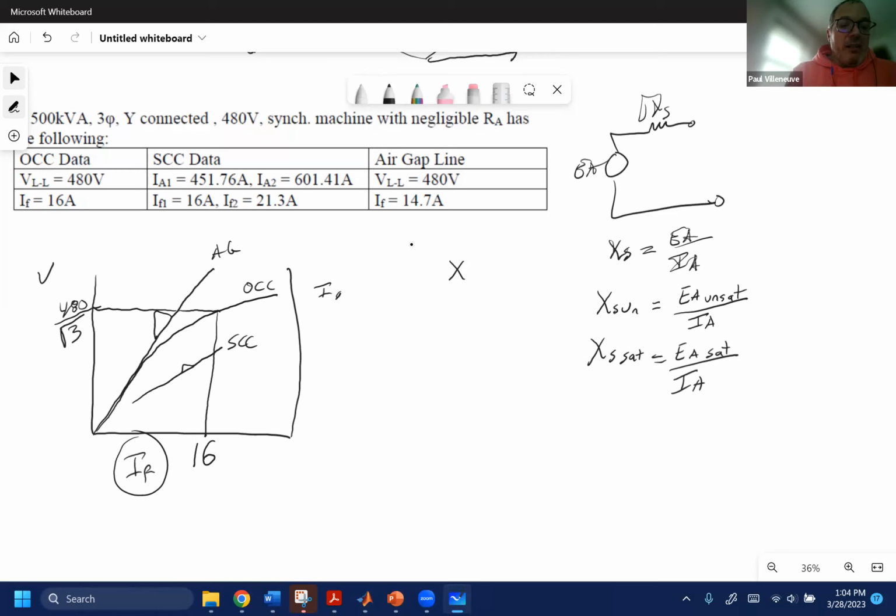And with that, we also know that this short circuit characteristic at 16 amps tells us that the current right here is 451.76 amps. That's the first bit. So we have our open circuit characteristic, and we have our short circuit characteristic.